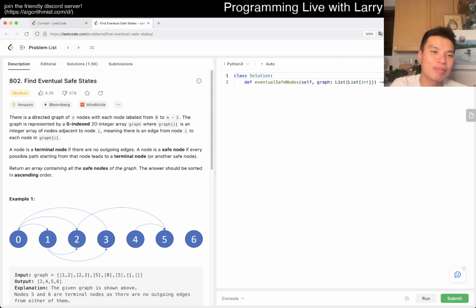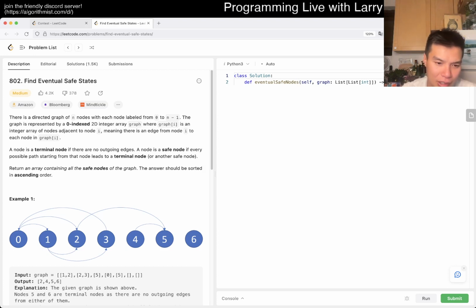All right. Today's problem is 802, Find Eventual Safe States. So there's a directed graph of n nodes going from 0 to n minus 1. The 2D graph[i] is an integer array, so it's an adjacency list. That's good. A node is a terminal node if there are no outgoing edges. A node is a safe node if every possible path starting from that node leads to a terminal node or another safe node.